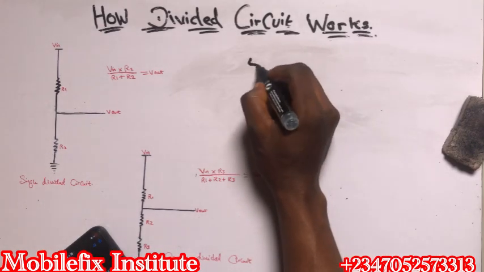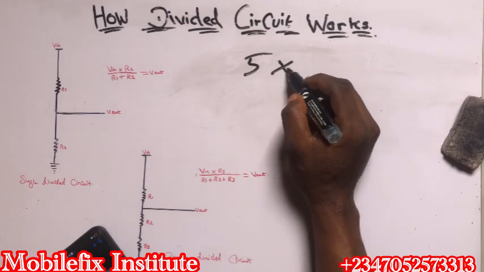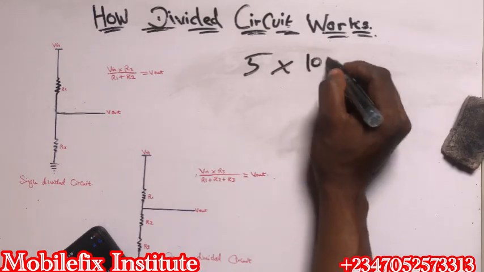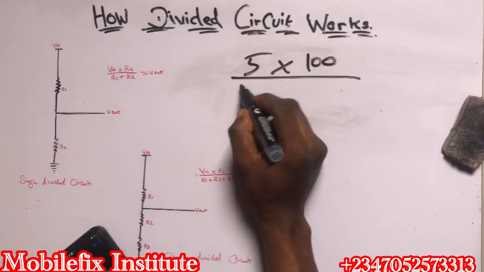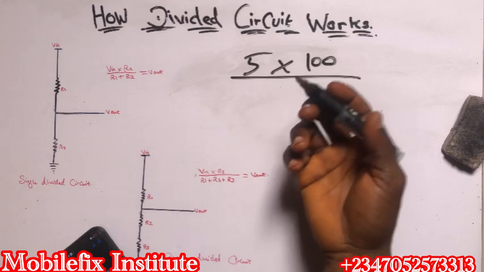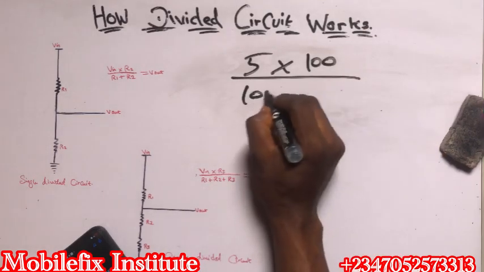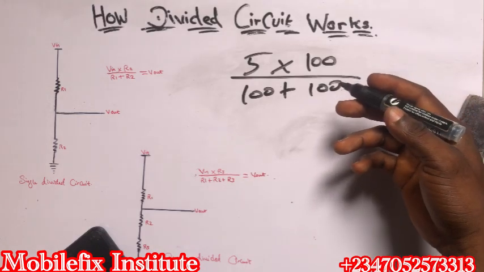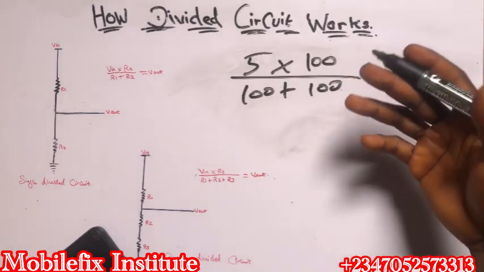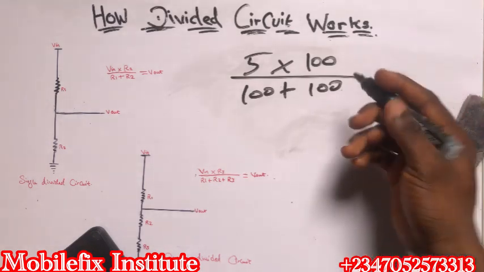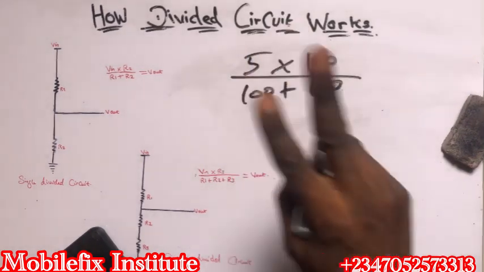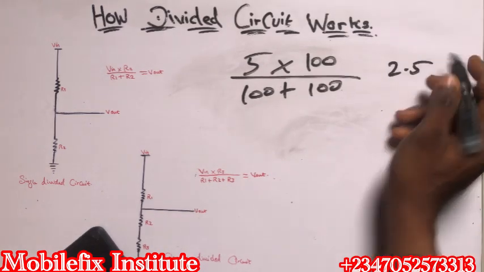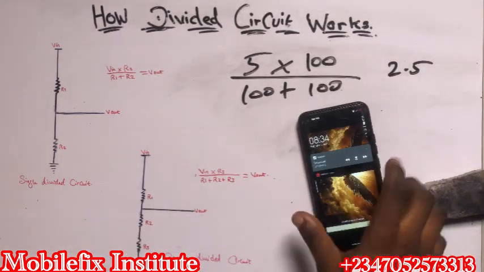For example, we have the input voltage of 5, and our R2 is, let's say, 100k, divided by R1, which is still 100k, plus R2, 100k. So in this situation whereby R1 and R2 have the same value, it means that this input voltage will be divided by 2, making it 2.5, I believe. So let's calculate and confirm it for ourselves.